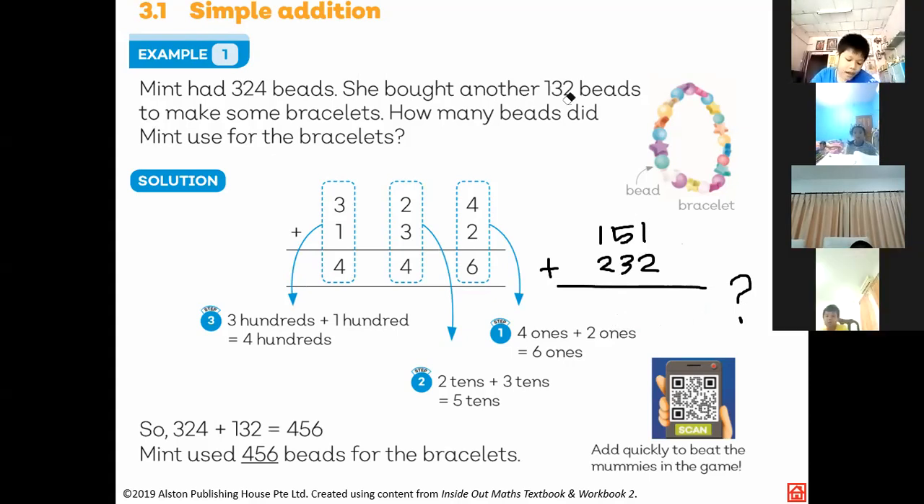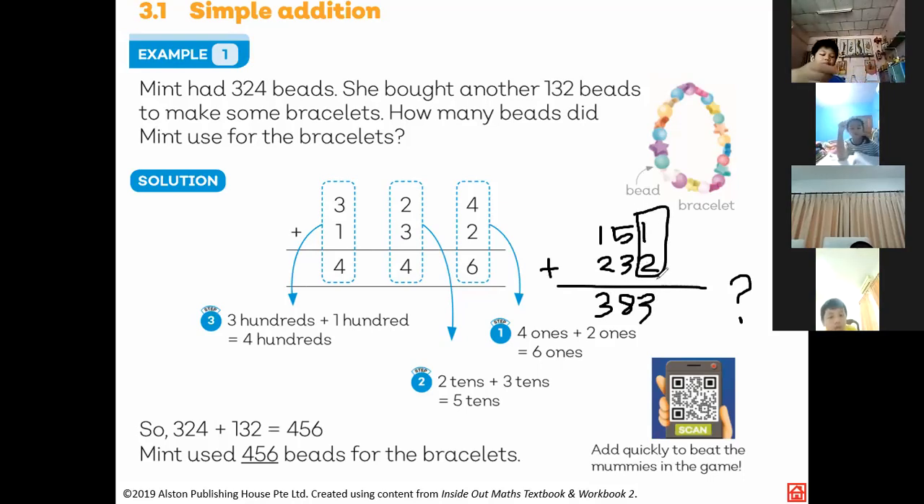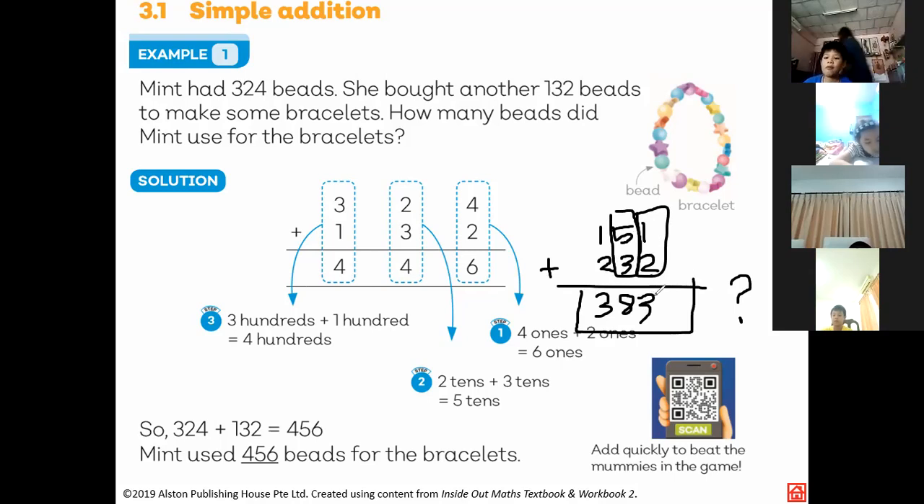383. Very good. So the answer is 383. So that's 1 plus 2. That's 3. And then 5 plus 3, that's 8. And then 1 plus 2 is equals to 3. So the answer is 383 beads.